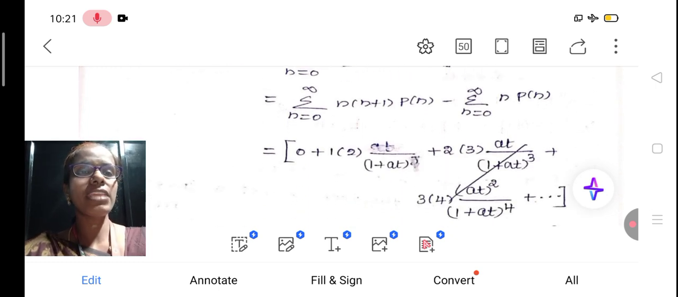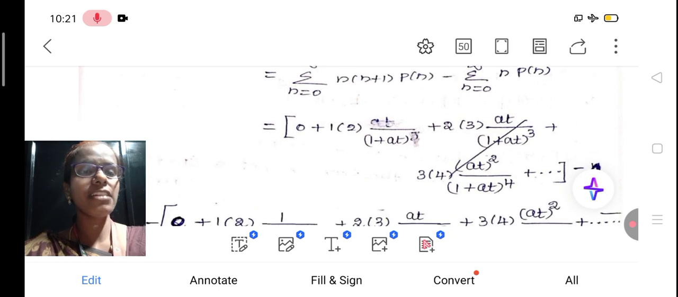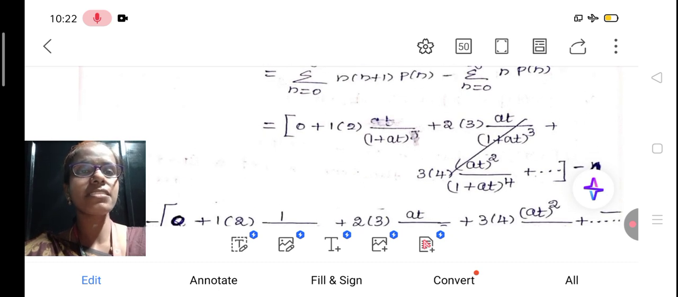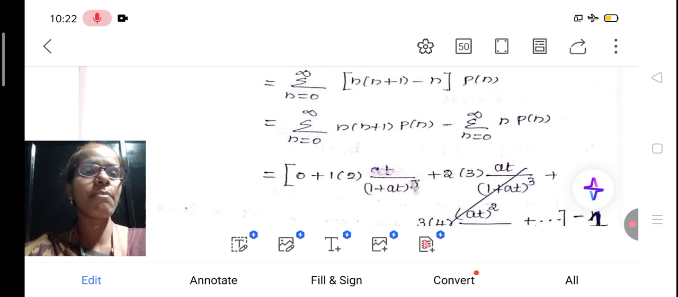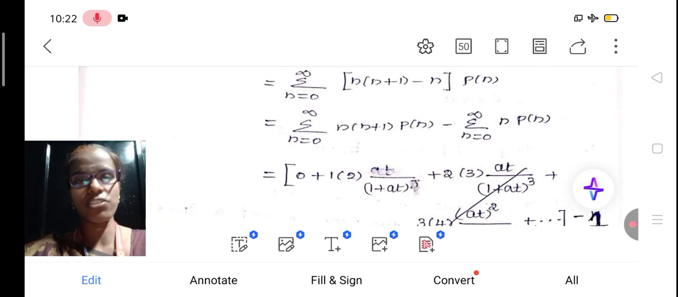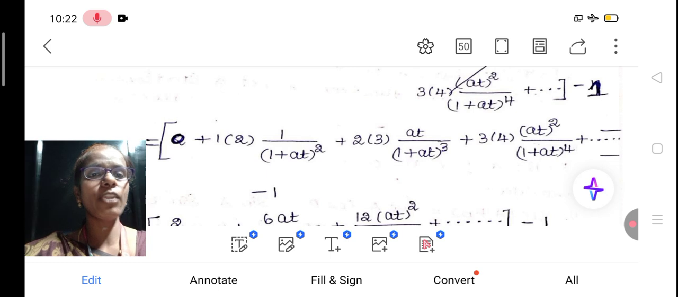In the first case you just replace n as 0, 0 into anything is 0, and the second thing is replace n as 1, so you get the second term, n as 2 you get the third term, and n as 3 you get the next term. Till the third you can write the terms, then after that you are having summation n p of n, which we have already done, which is the mean value, so that should be equal to 1.